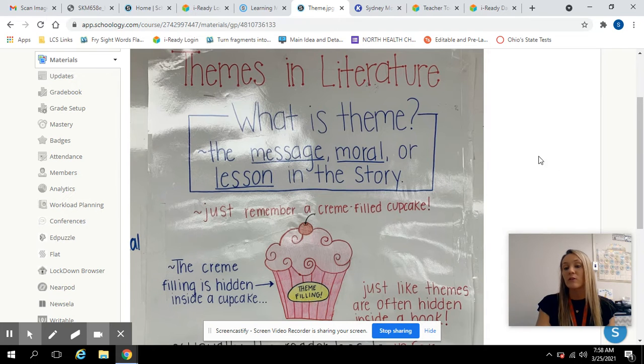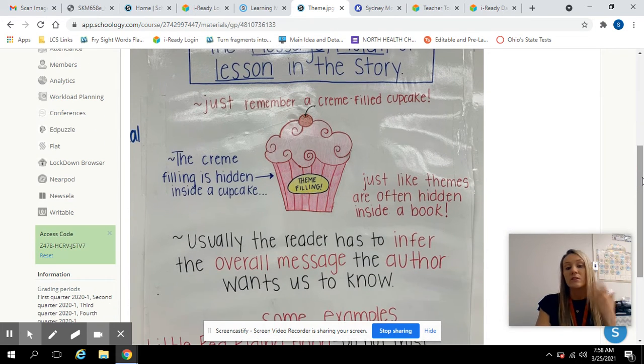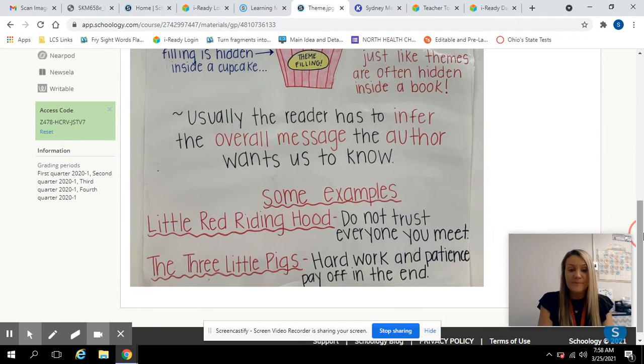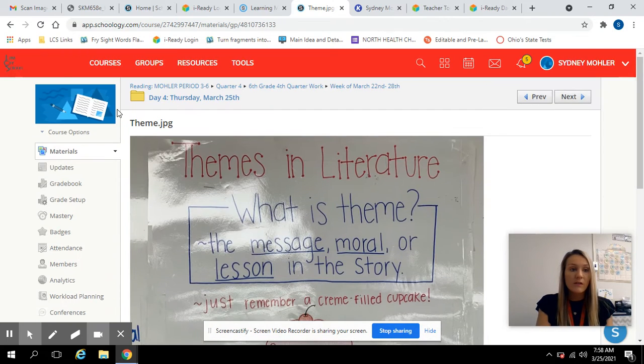Theme is the message, moral, or lesson in the story. Just like a cream-filled cupcake, it's hidden inside the cupcake, just like our theme's hidden in the story. Okay, we have to take a guess or an inference of what we think the theme is. And then those are some examples that we've went over many times before. So if you need that, it is in Schoology.